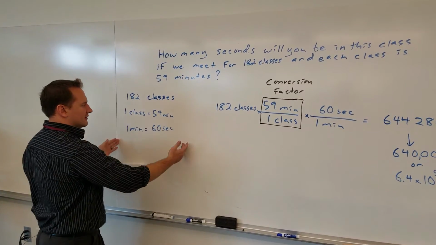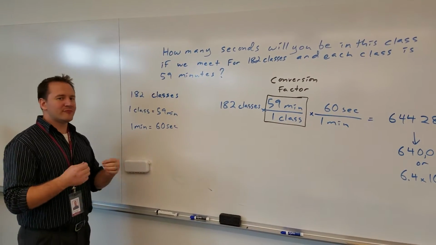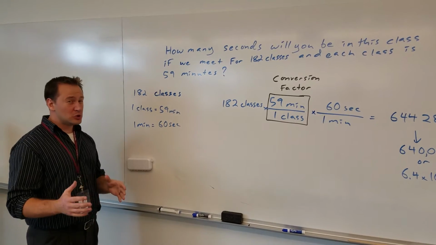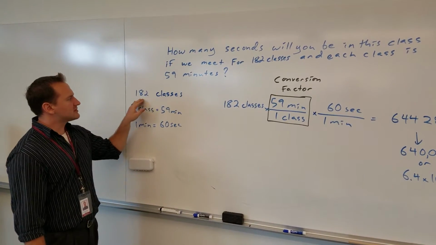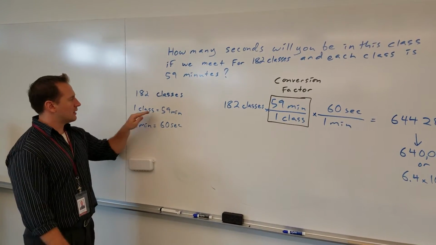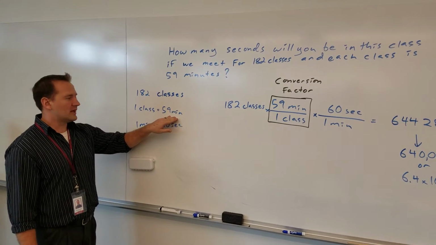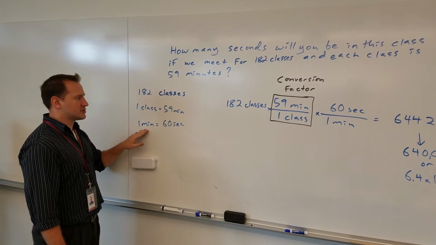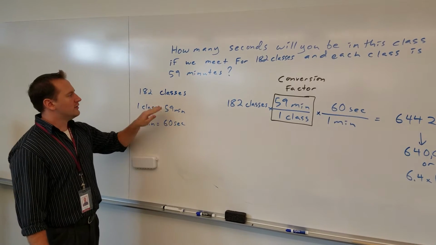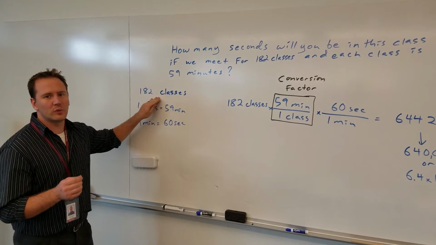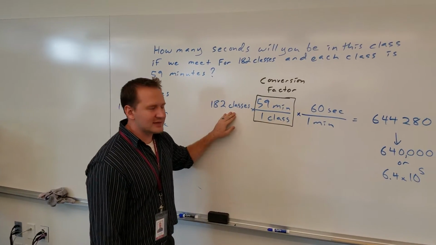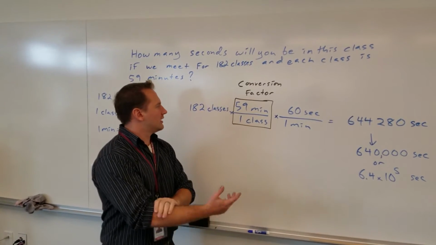Now looking at this, if possible, and it's not always possible, but usually it is, you'll have one piece of information that's not in a relationship. This is a relationship between a class and the length of time. This is a relationship between minutes and seconds. This is what's by itself, and that's what we're going to start with. So we write down what we're given, 182 classes.